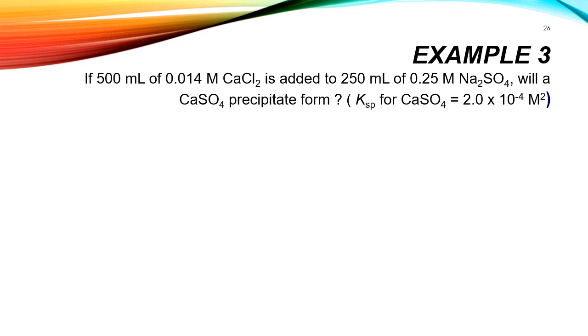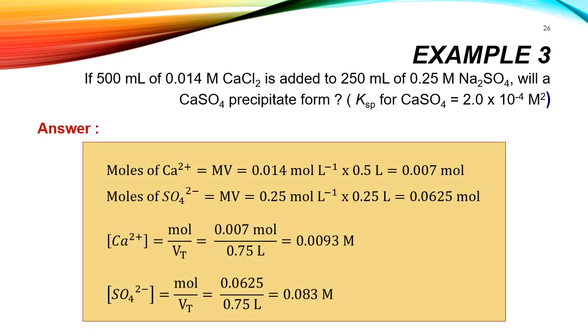To answer this question, first, let's determine the number of moles for each of the ions involved. The moles of calcium 2+ ions is 0.007 mole. The number of moles of sulfate ions is 0.0625 moles. Convert the number of moles into concentrations by dividing by the total volume of the solution. Thus, we obtain the concentration of sulfate ions as 0.0093 molar and calcium 2+ ions as 0.083 molar.